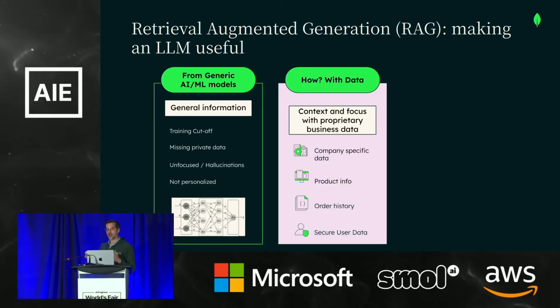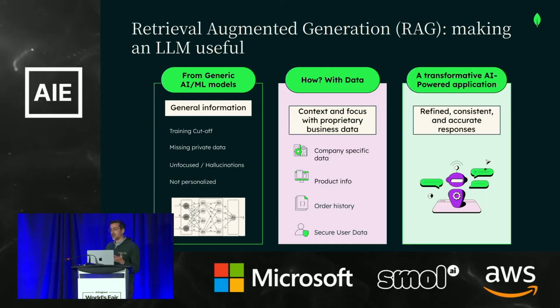You take your data and you augment it at the time of prompting to give it the context that it needs to answer the questions that you want it to for the use cases that you're bringing it to bear for. That could be company-specific data, product info, order history, anything that you're storing inside of your application database that's already powering your in-app experiences. And with that, you get a transformative AI-powered application that's going to be refined and consistent and accurate in the responses that it gives when you're prompting the models.